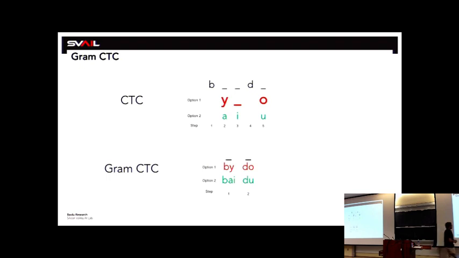True. There's nothing stopping you from also including unigrams here. So this is a strict superset of CTC. It's true that if the model always chooses higher order grams to model things, and it almost never picks unigrams, then such a thing could happen.